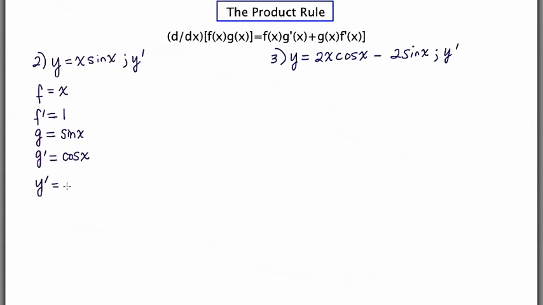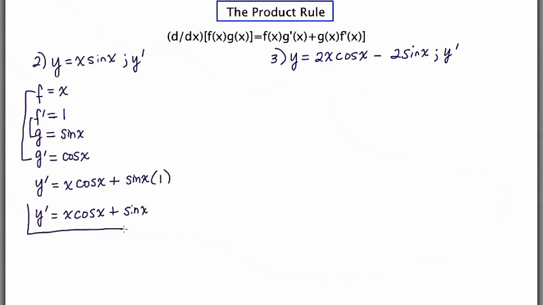According to the product rule, we're going to take the first function, which is x, times the derivative of the second function, cosine x. So the first times the derivative of the second plus the second function times the derivative of the first. Putting these together, we end up getting x cosine x plus sine x. So that wasn't too bad. And we'll try another one.